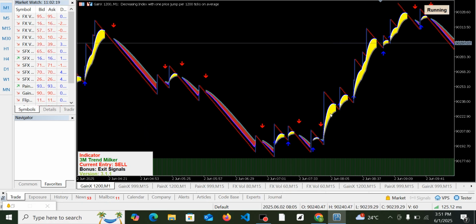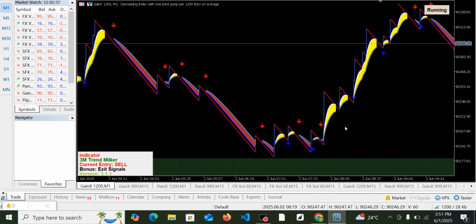I mean, it will sell till it gets to the support zone and spike up. You can see it spiked up, spiked up, spiked up. Okay, so that means for Gain X, spikes usually happen around the support zone.